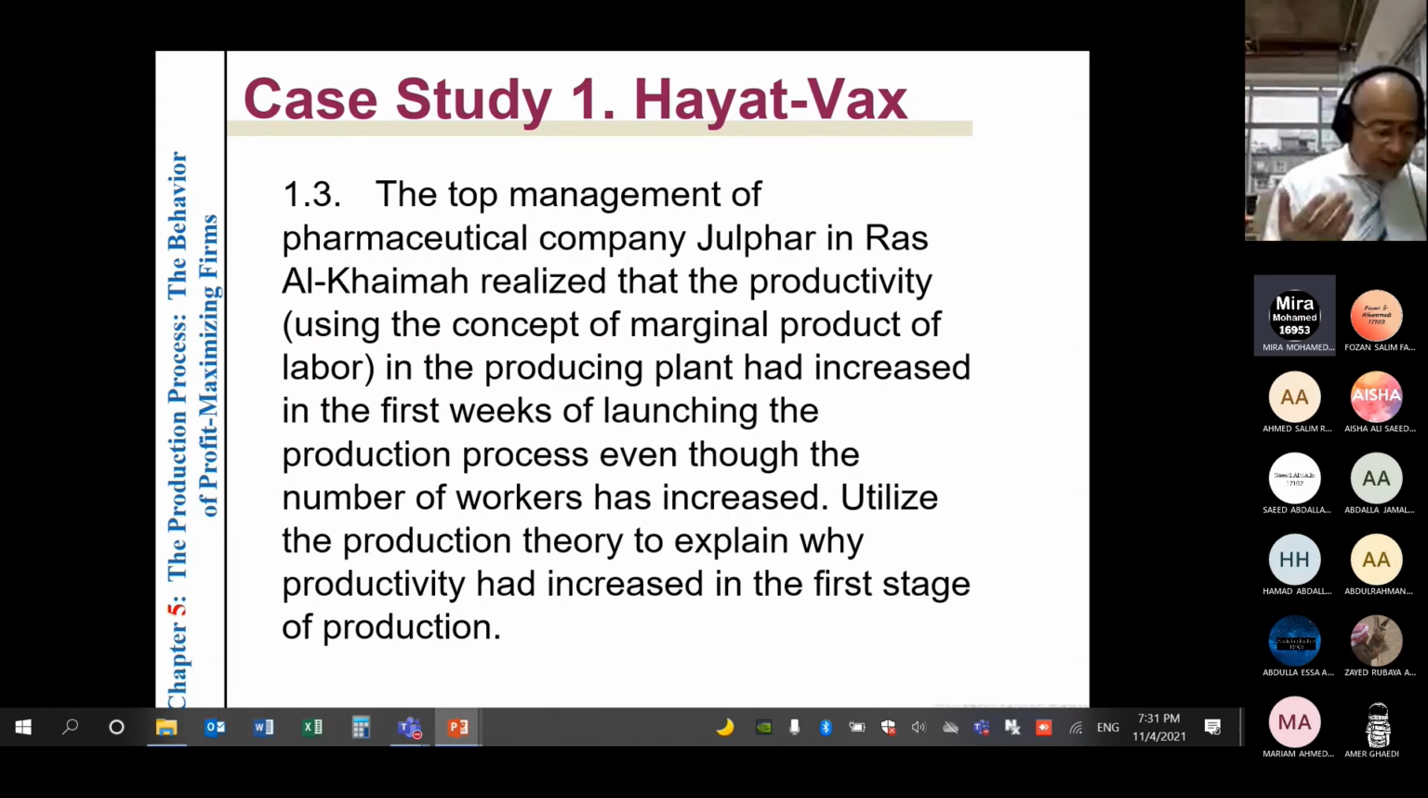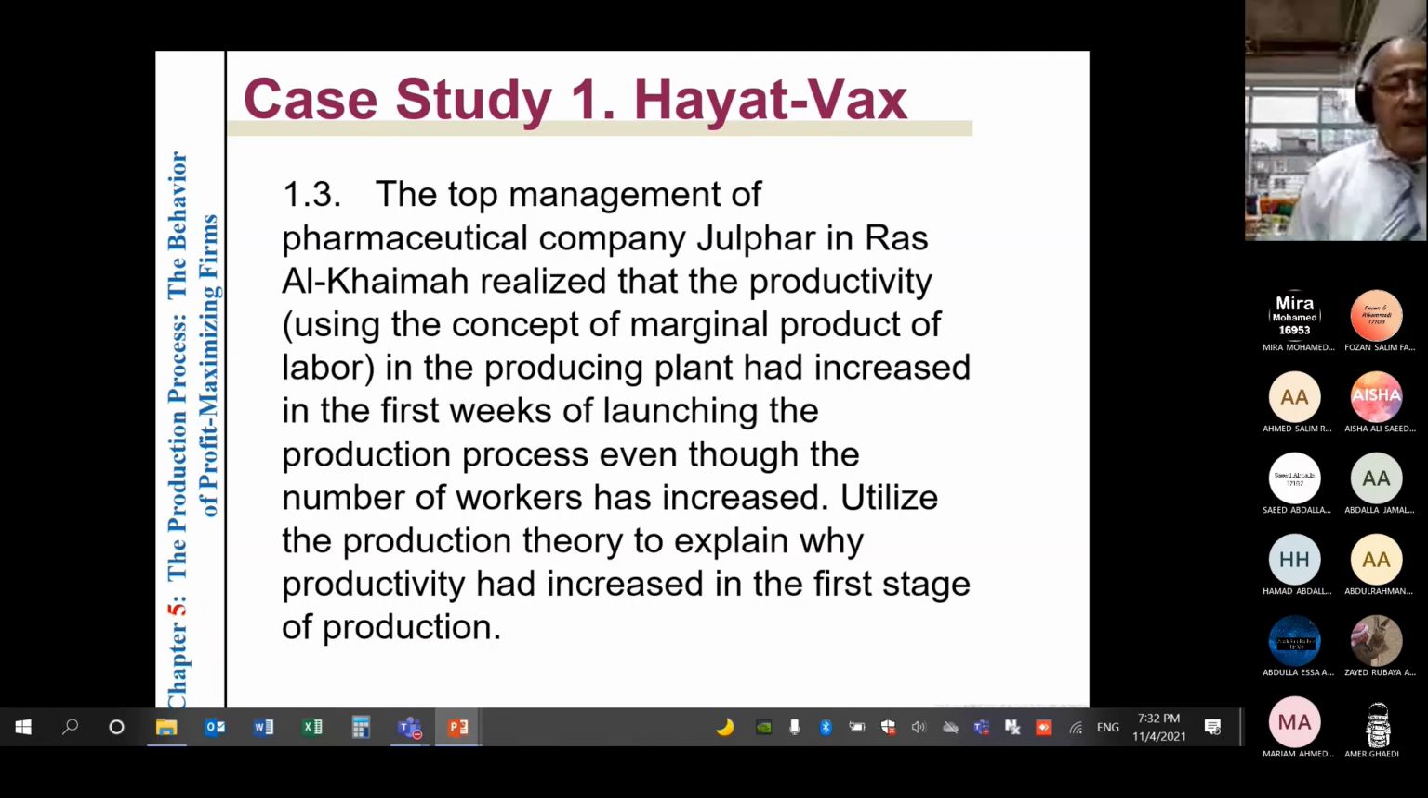Okay, see here, what is the question? When they started launching and operating the production, they noticed an increase in the marginal product of labor, even though they are increasing units of labor. So explain why the productivity had increased. This is the first stage of production.